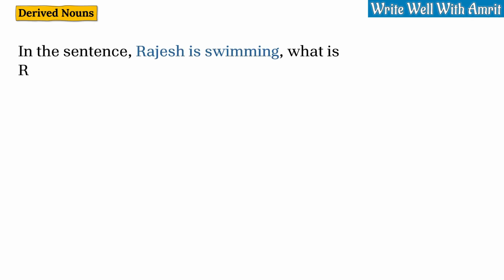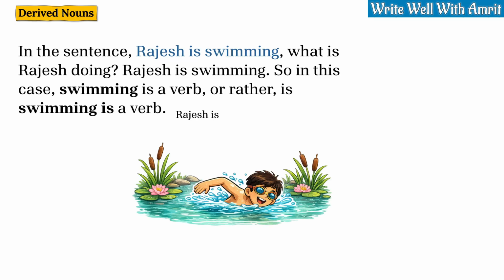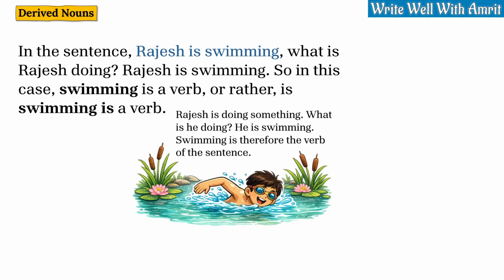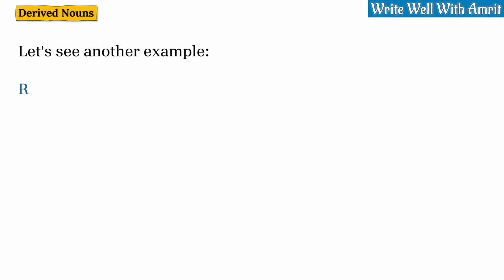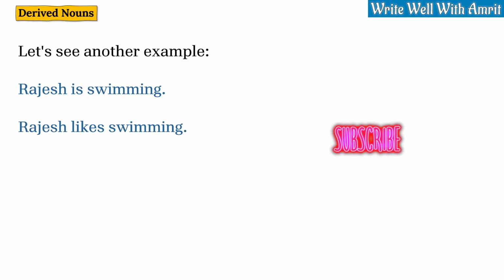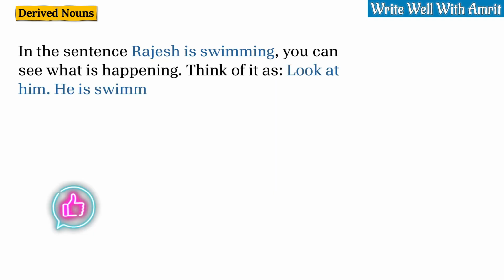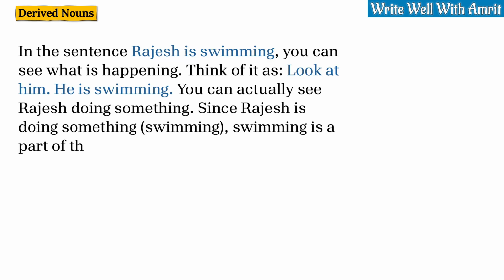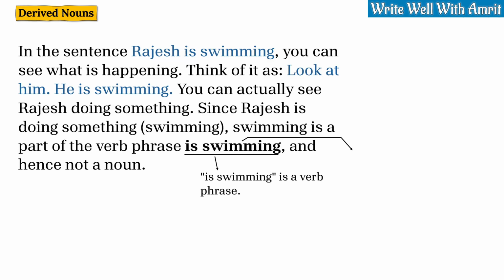In the sentence Rajesh is swimming, what is Rajesh doing? Rajesh is swimming. So in this case, swimming is a verb, or rather, is swimming is a verb. Let's see another example. Rajesh is swimming. Rajesh likes swimming. In the sentence Rajesh is swimming, you can see what is happening. Think of it as, look at him, he is swimming. You can actually see Rajesh doing something. Since Rajesh is doing something, swimming is a part of the verb phrase is swimming and hence not a noun.